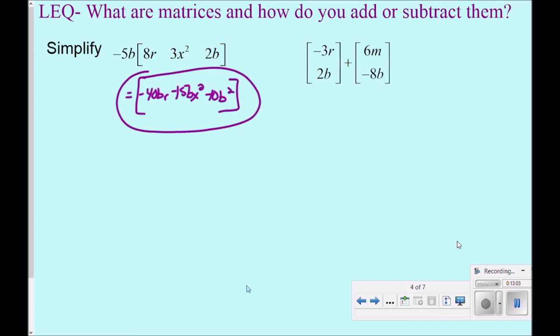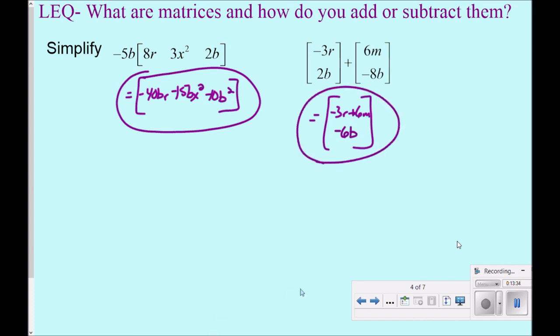Next one. So this time we have an addition sign, which means the dimensions have to be the same, which they are. I can see I have a 2 by 1 and a 2 by 1. So I'm going to go ahead and add them by making it a 2 by 1. Now when I go to add the -3r to the 6m, I see they're not like terms, so I just write -3r plus 6m. And I'm going to add the 2b plus the -8b, which gives me -6b because I can combine like terms there. Nothing else to do. That is my final answer. Okay.